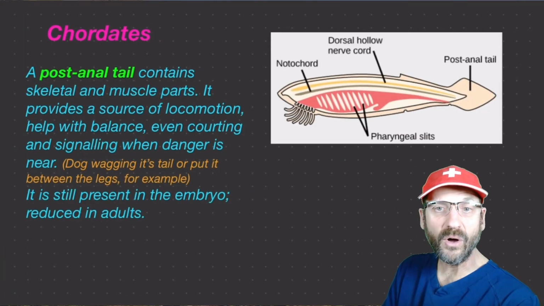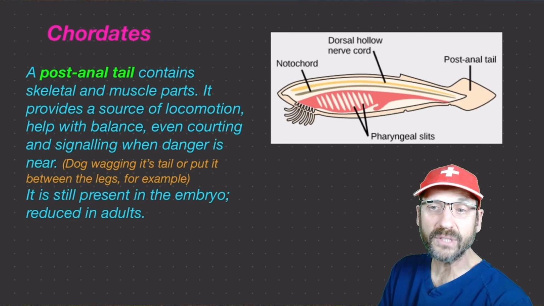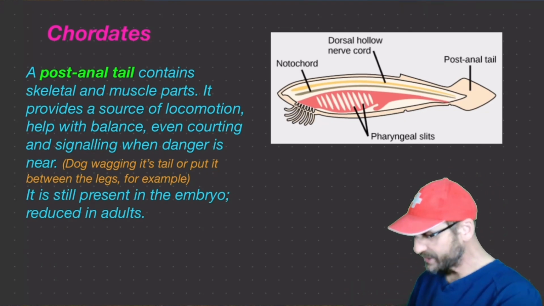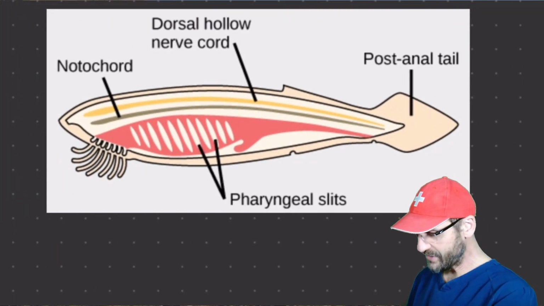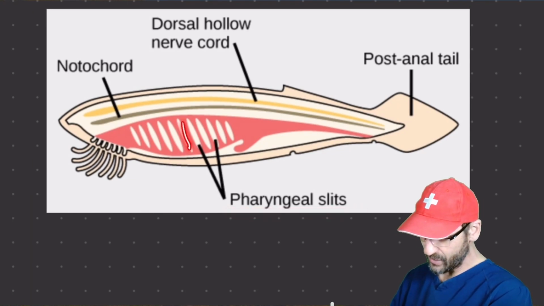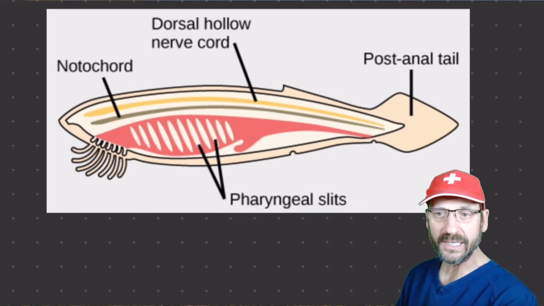And then we also have a post-anal tail. Oh, I didn't show you the pharyngeal slits. Look, they're right here. Pharyngeal slits. And in the fish, you could see the gills. It's looking like that.